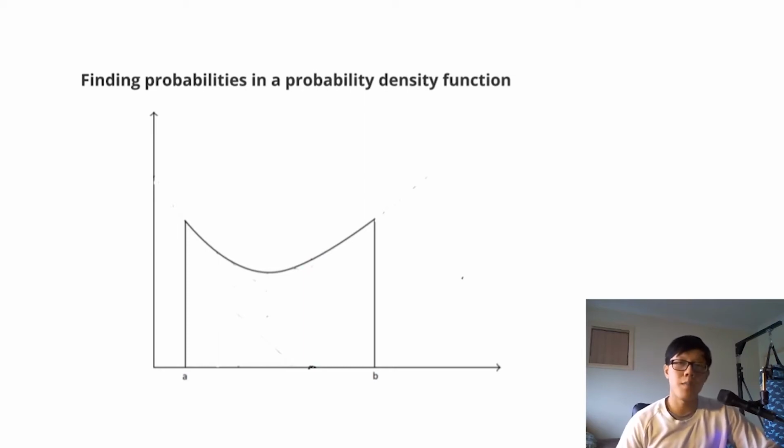Hello, today I'm going to be going through how to find probabilities in a probability density function. So just for a bit of background knowledge, when we do things like flip a coin, we're dealing with what's called a discrete random variable. So the thing with these is that there are a finite number of outcomes. Taking that previous example, you can only get heads or tails.